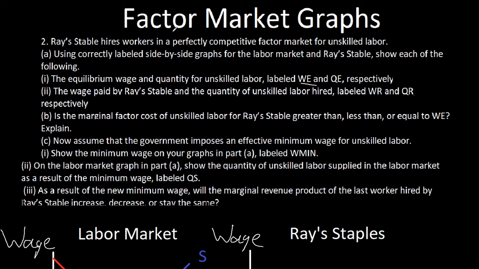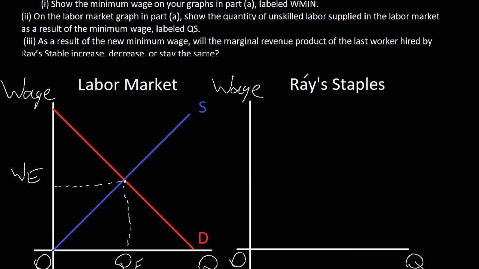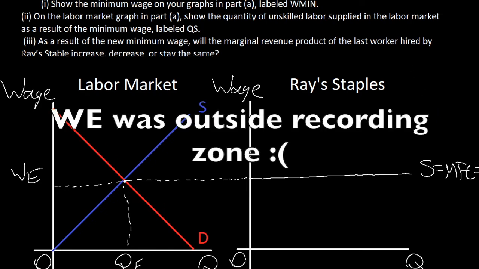Well, Ray's Stables is in a perfectly competitive factor market. And what is one characteristic of competitive factor markets? Well, they are wage takers, as we learned in perfect competition. So you can take the wage from the equilibrium in the labor market and apply it to the firm's wage. Now sadly, unlike in perfect competition where we had Mr. DARP as a great acronym for writing out what this line is equal to, we have to remember that supply equals MFC equals the equilibrium wage.